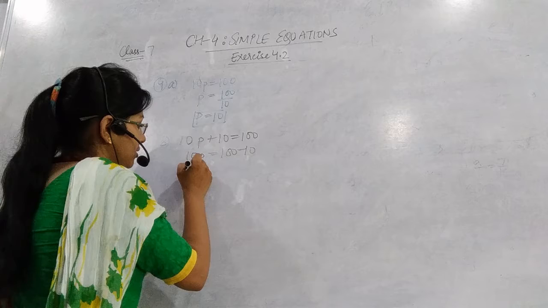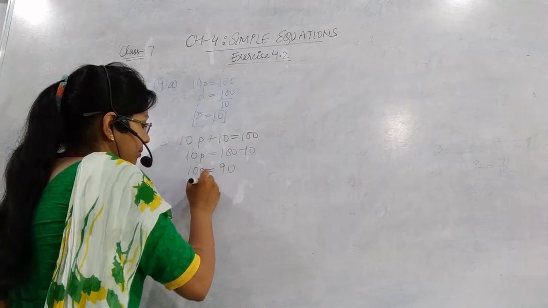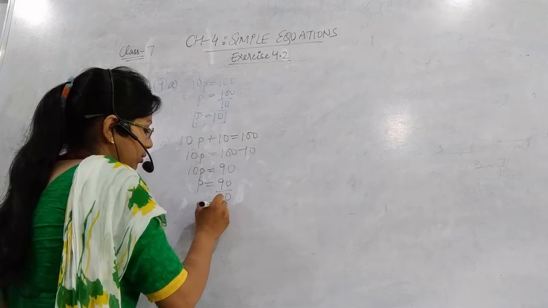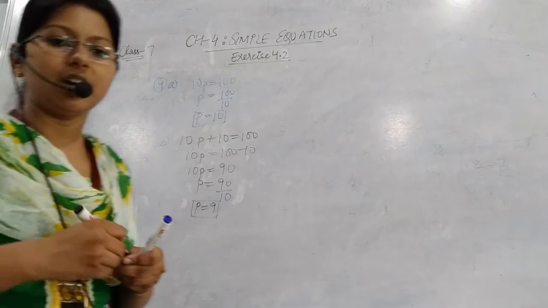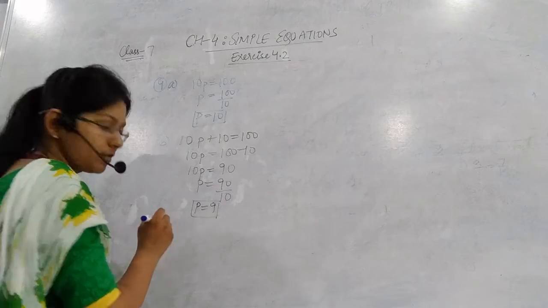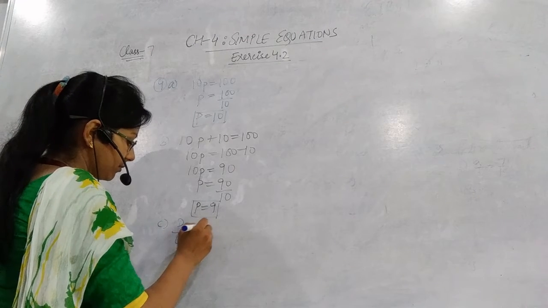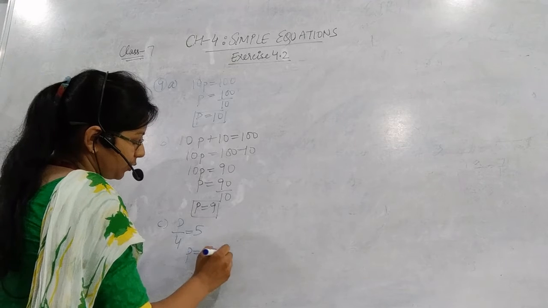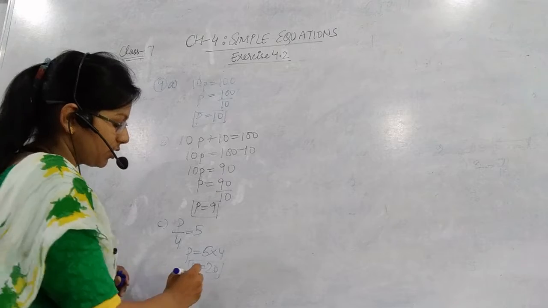Okay, so 10p is equal to 90. p is equal to 90 by 10. So p is equal to 9. ठीक है. Now C part is very simple. p by 4 is equal to 5. So p is equal to 5 into 4. p is equal to 20. ठीक है, बहुत सिंपली आ गया.